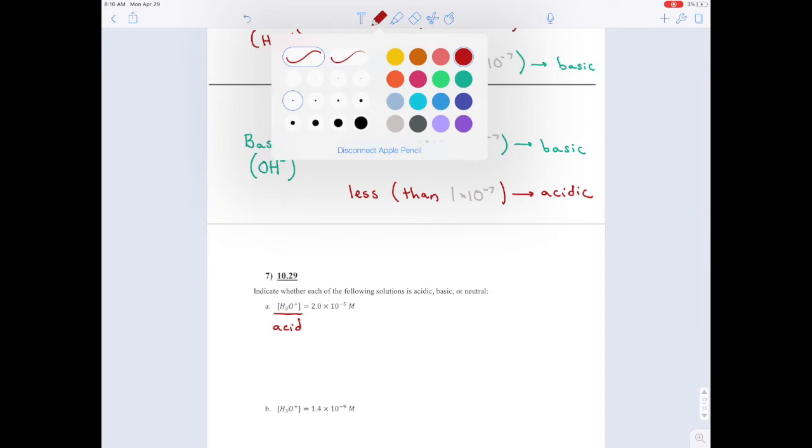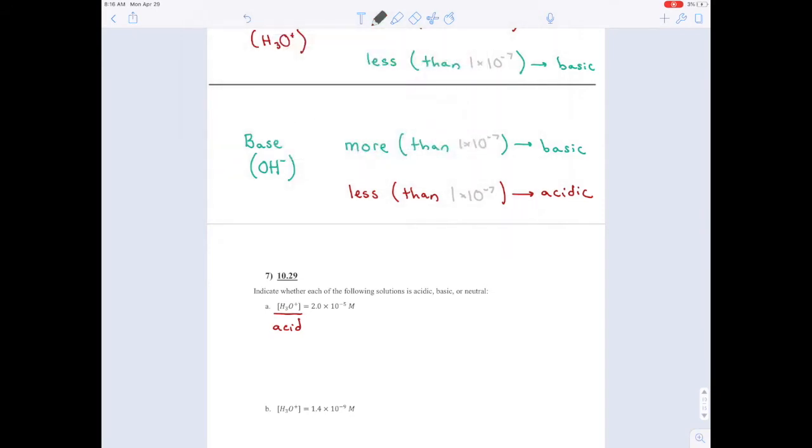So let's just write that out so we can see something. We want to ask if that's bigger or smaller than 10 to the negative 7. Remember that if you have a negative sign, you're moving the decimal to the left that many times. So 1, 2, 3, 4, 5. So we'd have 0.00002. 10 to the negative 7, that's 1 times 10 to the negative 7, that's going to move it over 7 times. 1, 2, 3, 4, 5, 6, 7.